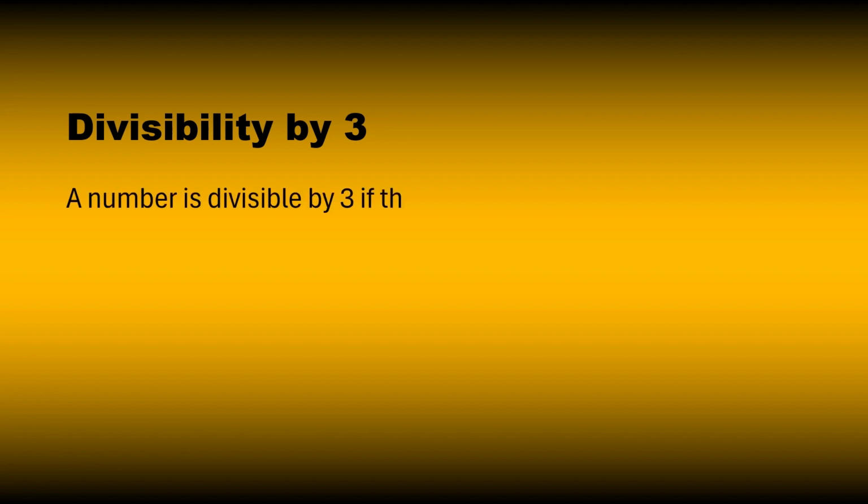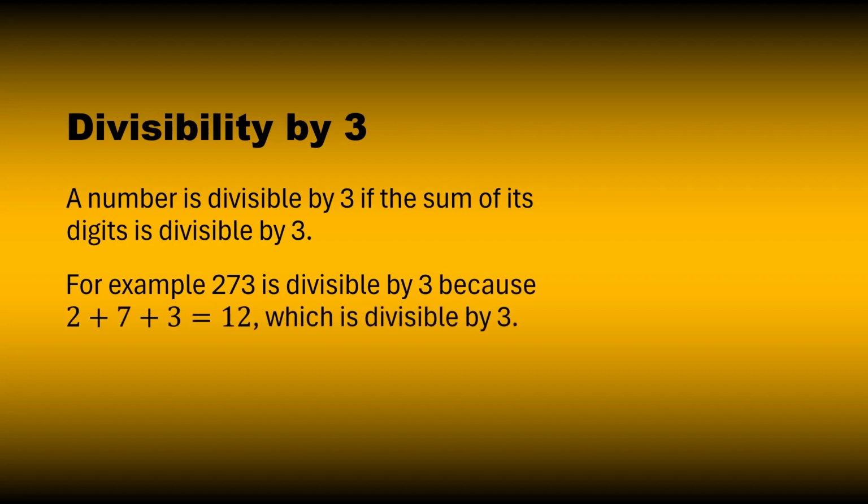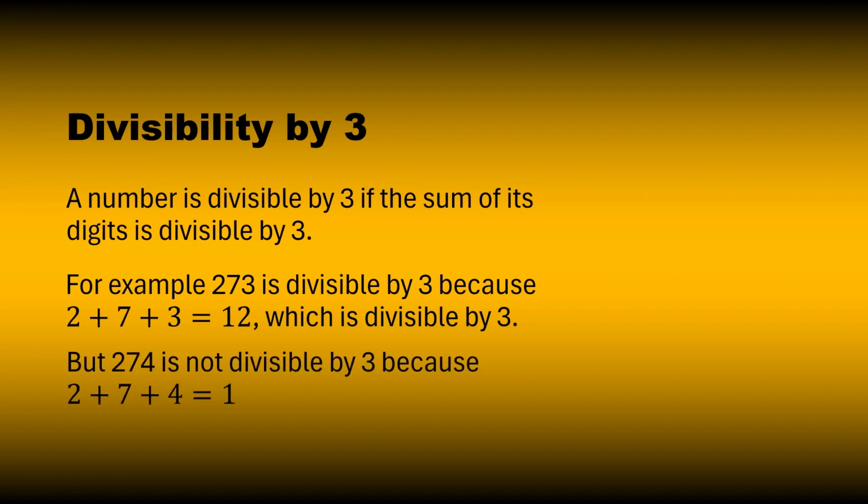Divisibility by 3. A number is divisible by 3 if the sum of its digits is divisible by 3. For example, 273 is divisible by 3 because 2 plus 7 plus 3 is equal to 12, which is divisible by 3. But 274 is not divisible by 3 because 2 plus 7 plus 4 equals 13, which is not divisible by 3.